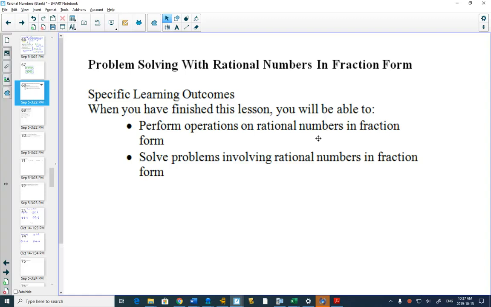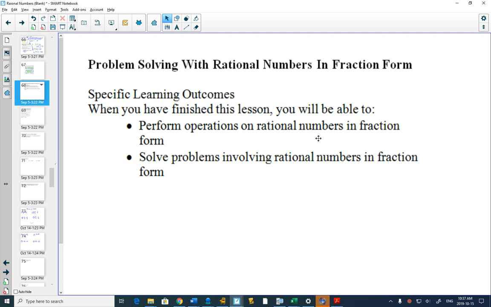This is an example coming up from your textbook, problem solving with rational numbers in fraction form. So we often have real life situations that we could use decimals and fractions to help us.